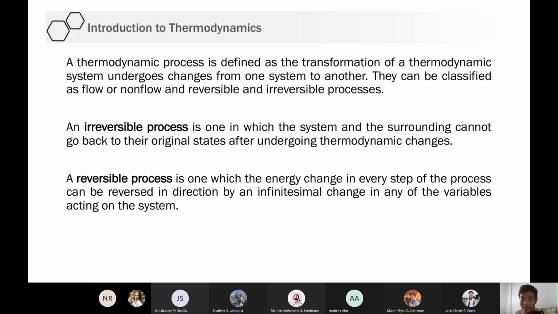Okay? So yan yung mga processes that our energy can go through. Yun yung mga pinagdadaanan ng energy natin. Reversible and irreversible. I want you to keep that in mind later, kasi gagamitin natin yan, ha?